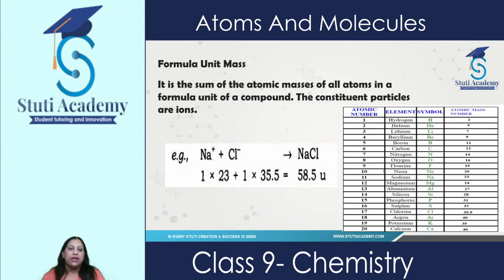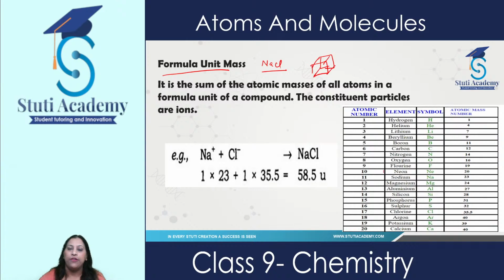Now next is formula unit mass. Although molecular mass and formula unit mass are the same, the way of calculating them is the same. But the difference between these two is that formula unit mass is basically for ionic compounds. And we write this formula unit mass on the basis of the formula of a compound. For example, if we take NaCl, and if we look at the structure of NaCl, it is crystalline. It is in crystal form.